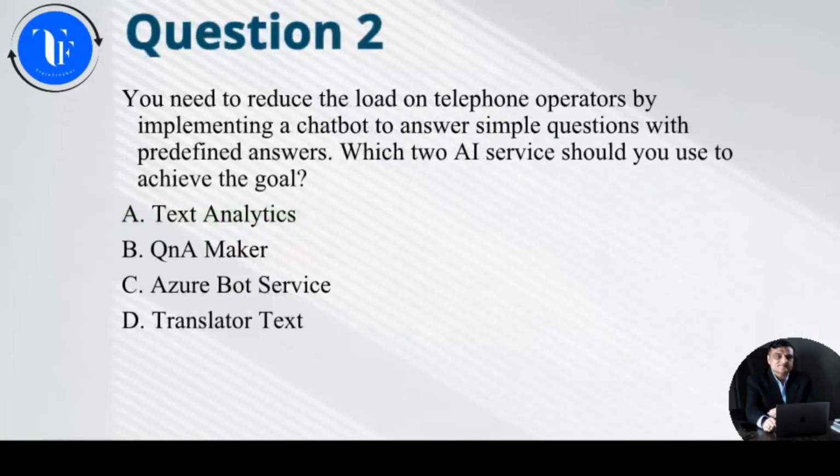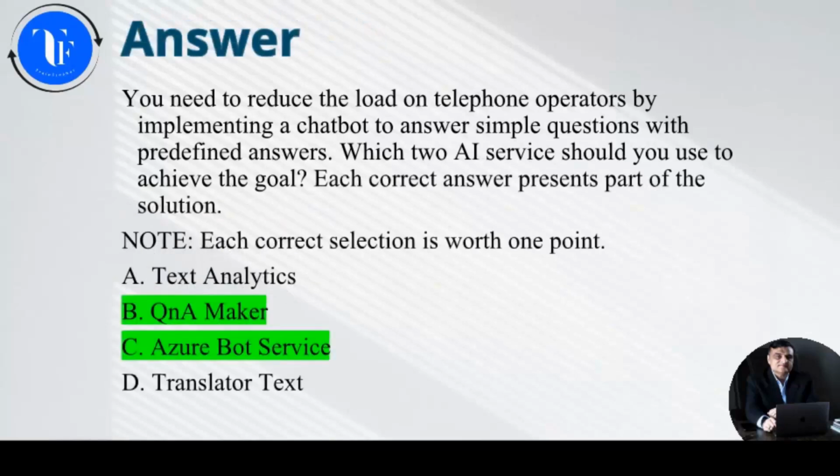Question 2. You need to reduce the load on telephone operators by implementing a chatbot to answer simple questions with predefined answers. Which 2 AI services should you use to achieve the goal? A. Text Analytics. B. Q&A Maker. C. Azure Bot Service. D. Translator Text. Answer is B. Q&A Maker and C. Azure Bot Service.